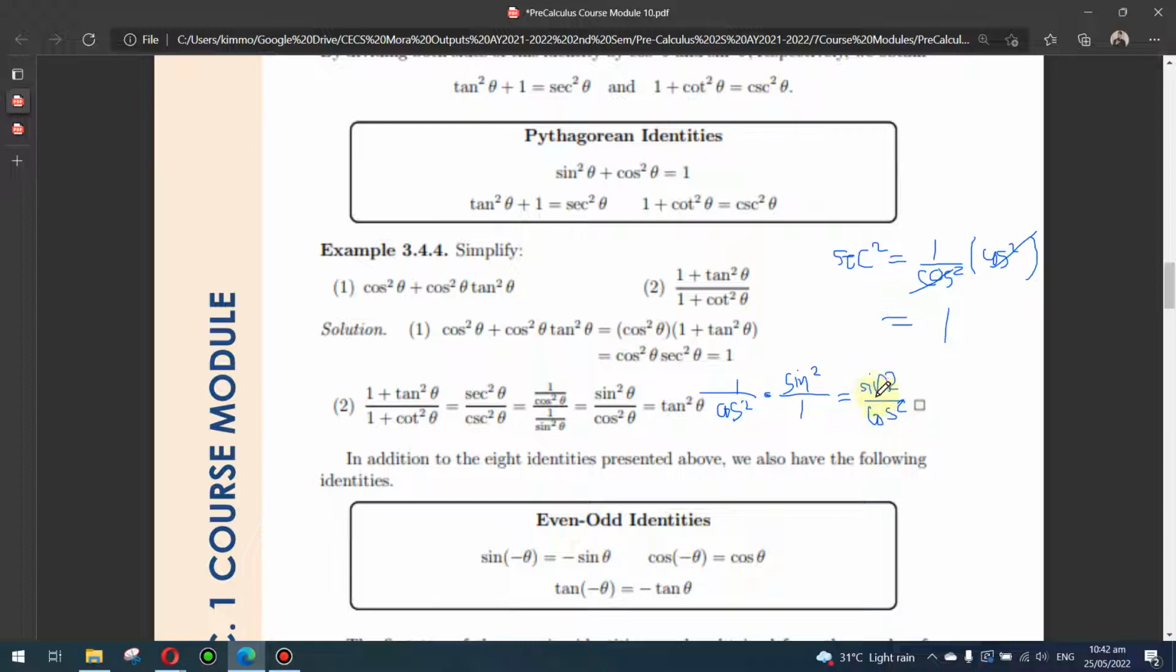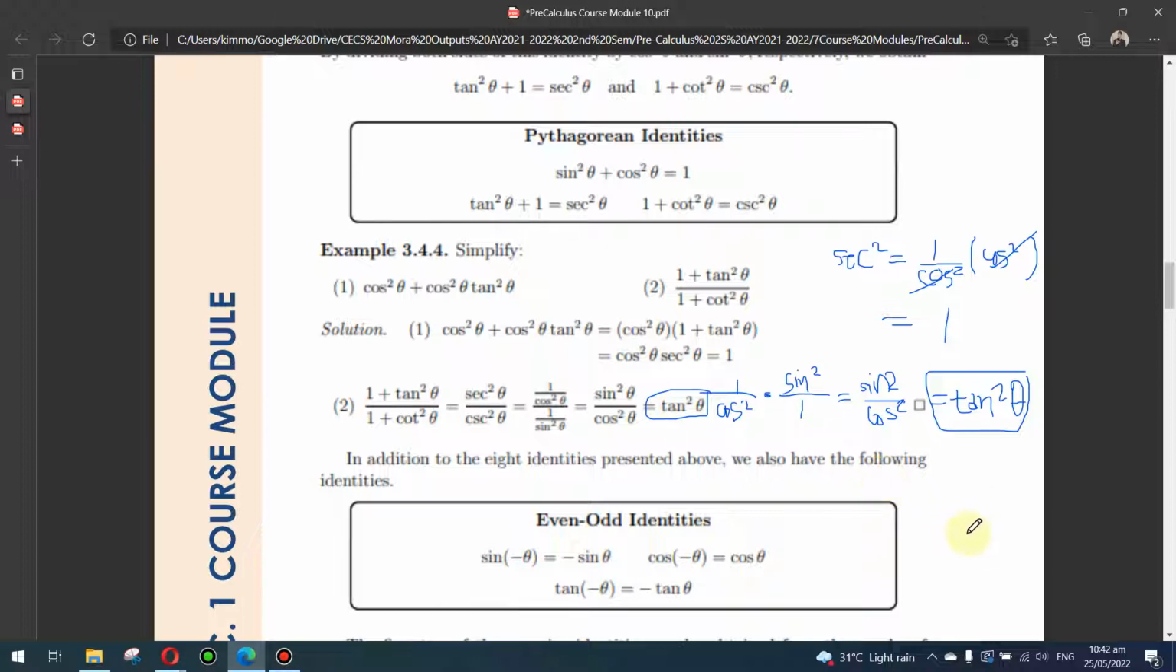So what identity is this? This is the quotient identity. Sine over cosine is equal to tangent. That's why we have tangent squared theta. So that is our answer. Okay, understood? Yes, sir.